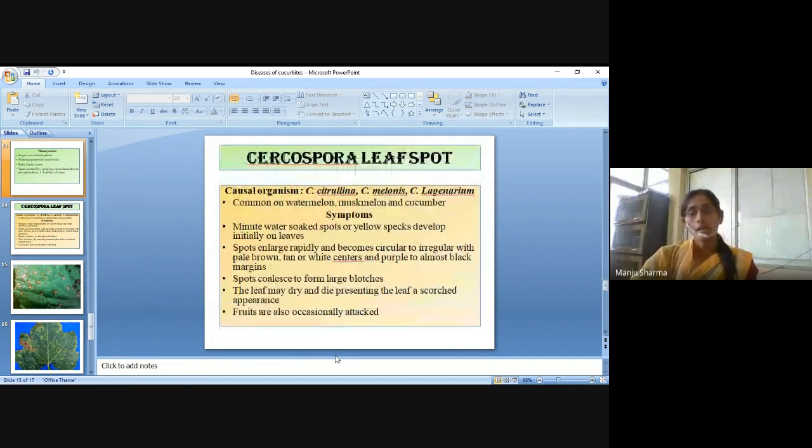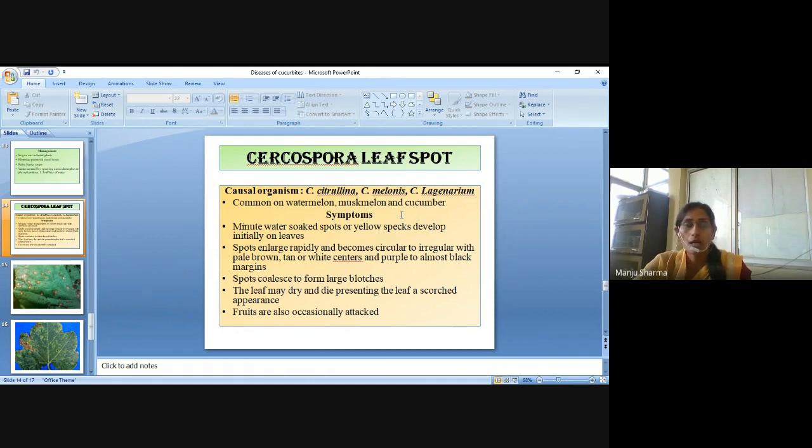Then Cercospora leaf spot. The causal organisms are Cercospora citrullina, Cercospora melonis, and Cercospora lagenariae. It is common on watermelon, muskmelon, and cucumber.